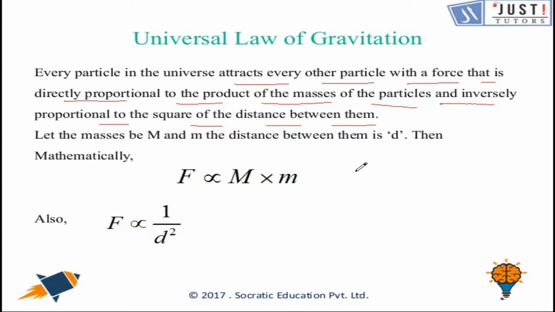So we can assume the figure which I have drawn on the last slide. Let's draw it once again. Two objects A and B. Let's say the mass of this object is M and this one is small m. So the force which is working in between is directly proportional to the product of their masses. So that is M into m. And let's say the distance between these two objects is d. As it is written here, it is also inversely proportional to the square of the distance between them. So we can say F is proportional to 1 upon d square.